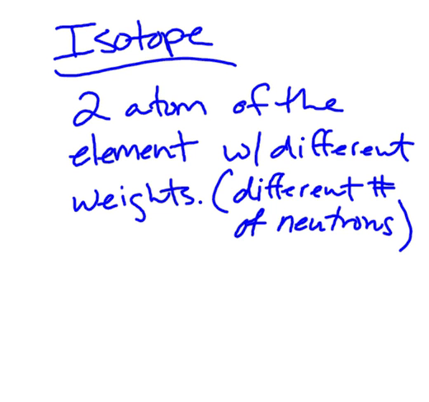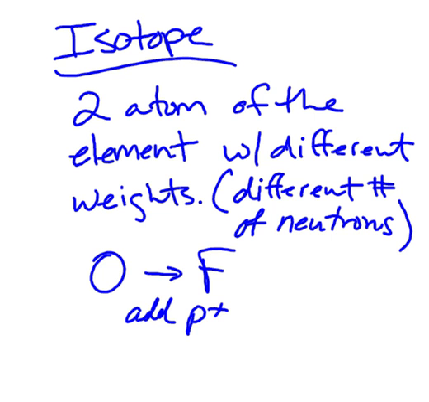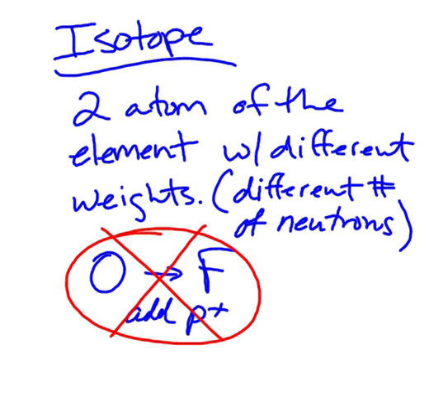But if you change the number of protons, not only will it affect the weight, but it will also affect what element it is. So for example, oxygen has 8 protons. If I give another proton to oxygen, oxygen stops being oxygen and starts being fluorine. We're not going to add protons, because that changes what the element is. We don't want to change what the element is. We just want to look at different atoms of the same element that have different masses.